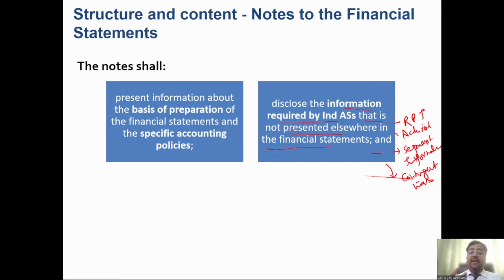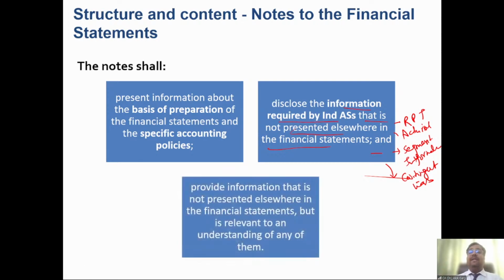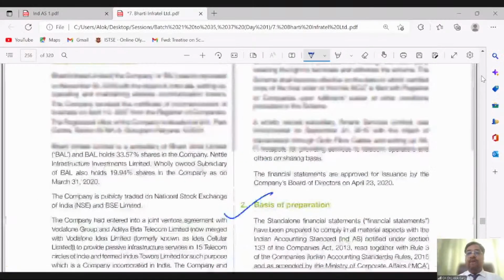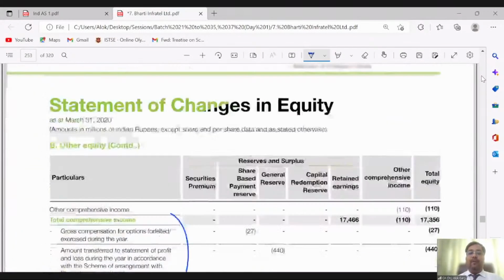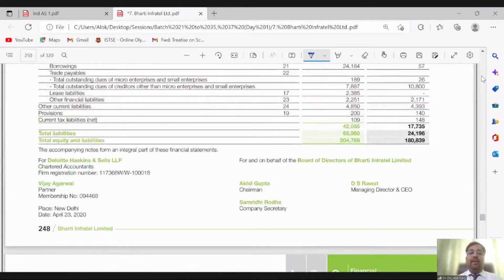So Ind AS 1 says that you have to disclose the information which is required by the specific Ind AS, is not presented elsewhere in the financial statement, but is relevant to an understanding of any of them. For example, in your balance sheet, only a single line item has been given, right? And what is that single line item? PPE, property, plant and equipment.